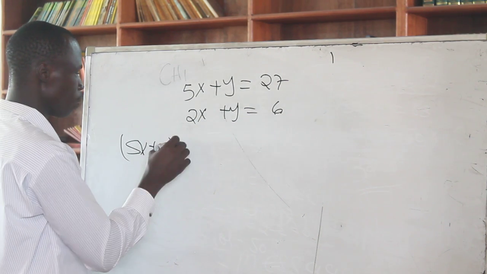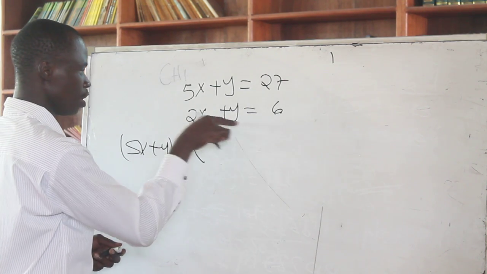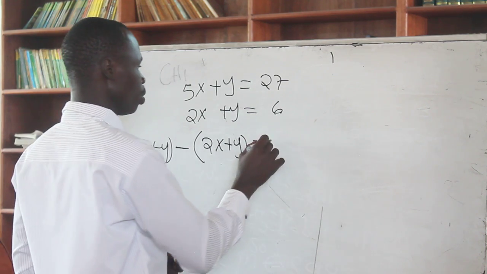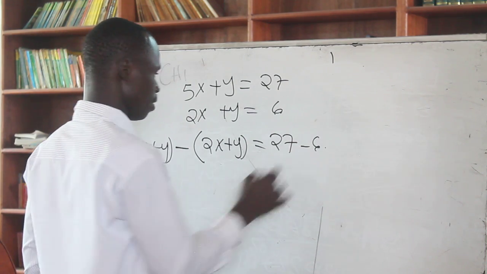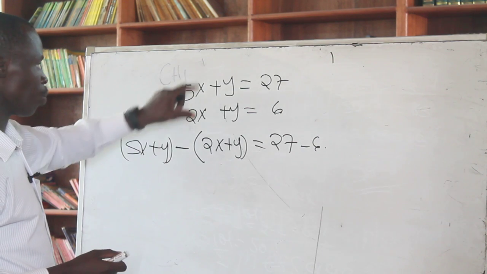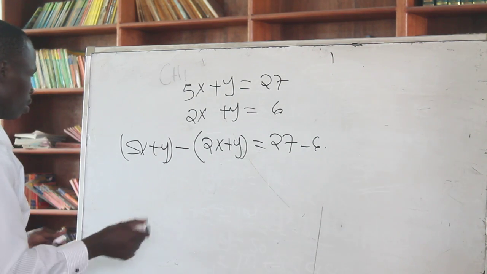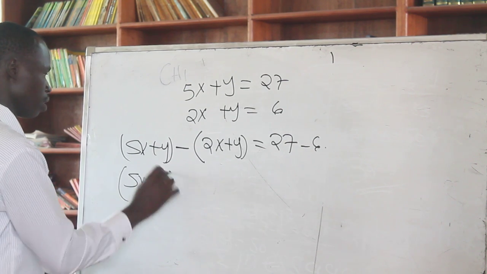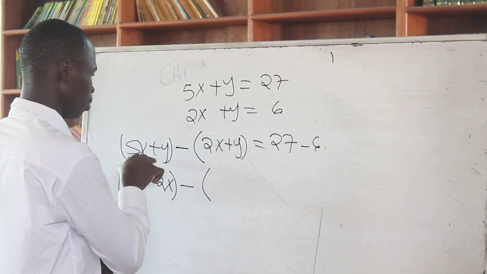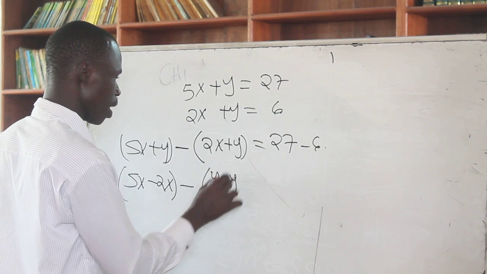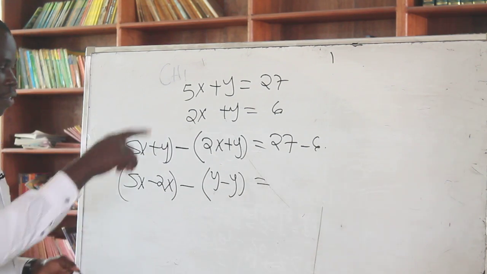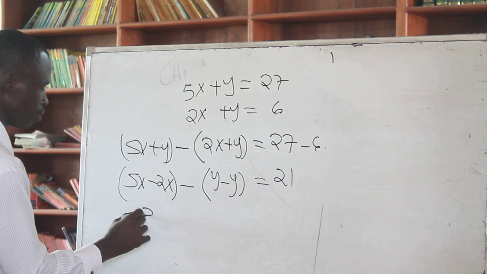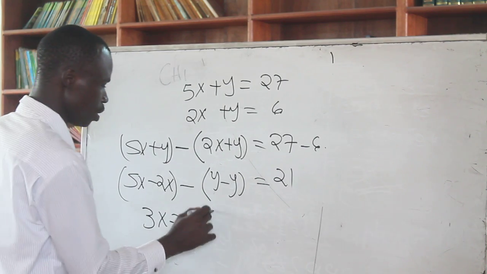And what are we going to do to minus? Minus the down one: 2x plus y is equal to 27 minus 6. So if you are minusing the equation, you also minus the numbers. So you bring the like terms together: 5x minus 2x, minus y minus y is equal to 27 minus 6, which will be 21. So 3x is equal to 21.